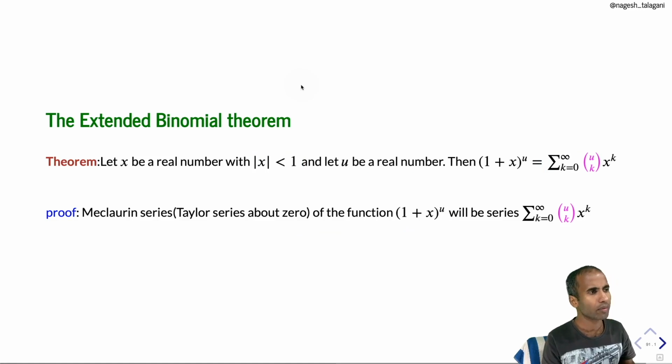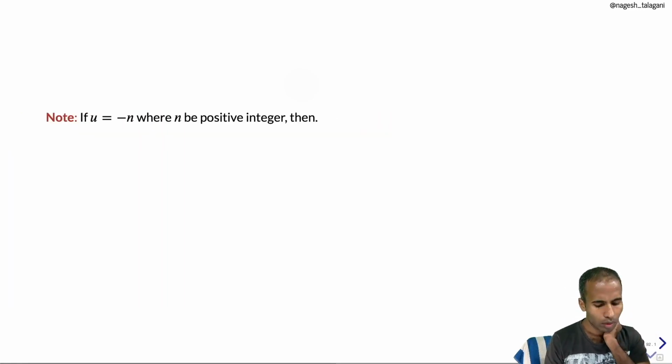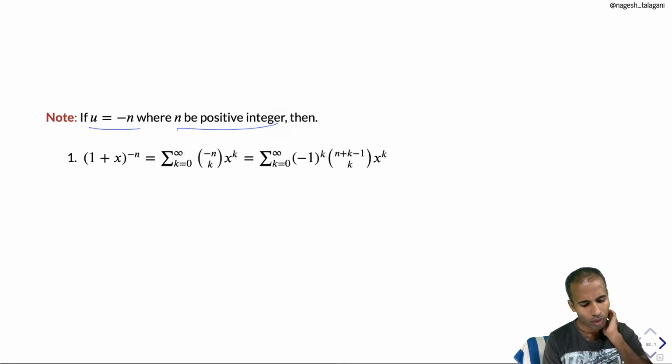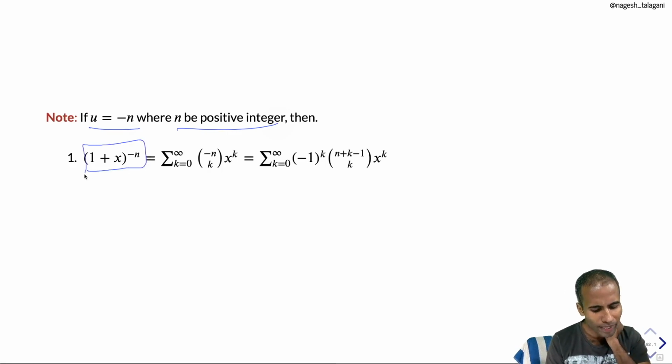Next, if u equals minus n, where n is a positive integer, that means u is a negative integer, then the extended binomial theorem can be expressed as follows: 1 plus x whole to the power of minus n, where n is a positive integer, so minus n is negative. Then according to the extended binomial theorem, first I can write summation k equal to 0 to infinity minus n choose k into x to the power of k.